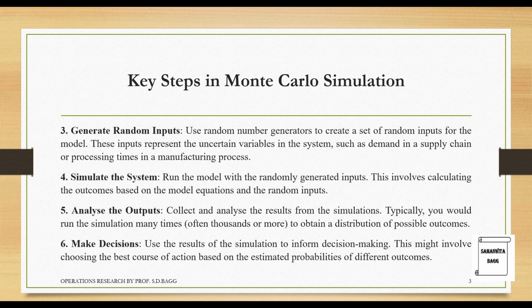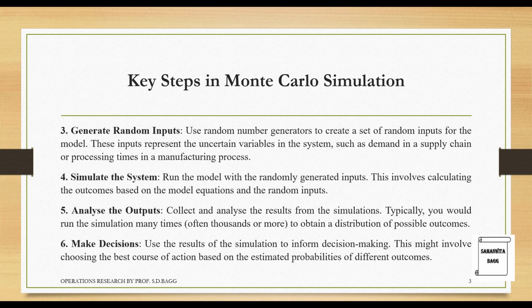This involves calculating the outcomes based on the model equations and the random inputs. So you are going to randomly generate the numbers and you are going to run the model to see what is the output that you obtain from it. Analyze the outputs. Collect and analyze the results from the simulations. Typically, you would run the simulation many times, often thousands or more, to obtain a distribution of possible outcomes. So next step is to analyze the output that you have obtained by running the problem n number of times.